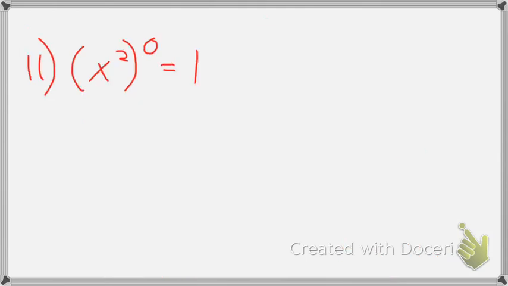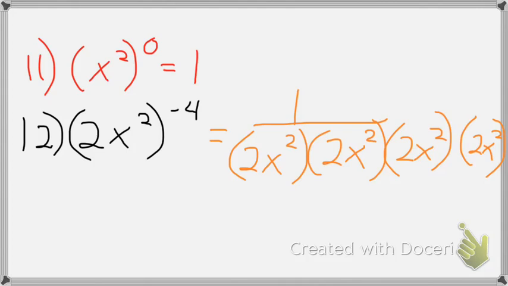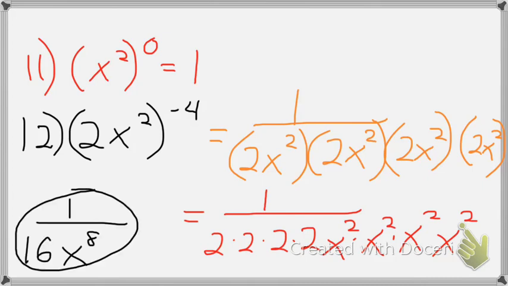Anything to the 0th power is 1. Doesn't matter how complicated inside it is. Doesn't become x, just becomes 1. Move it to the bottom because it's a negative 4 exponent. And expand out. Group the 2's together and the x squareds together. And I'm left with 1 over 16x to the 8th.